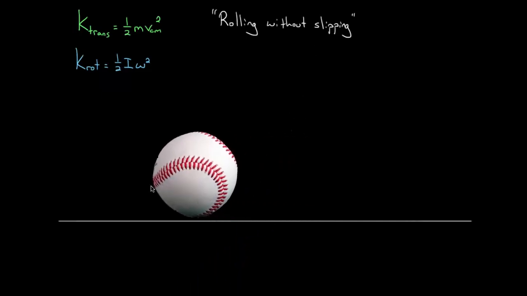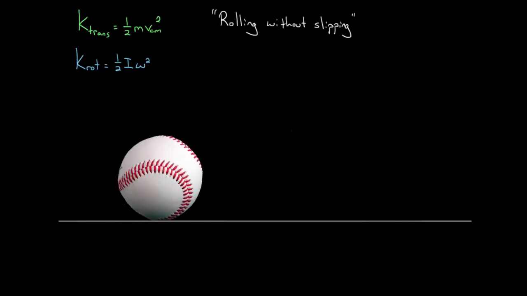Why is this a big deal? I'll show you why it's a big deal. This implies that these two kinetic energies right here are proportional, and moreover, it implies that these two velocities, this center of mass velocity and this angular velocity, are also proportional. So that's what I want to show you here. So how do we prove that? How do we prove that the center of mass velocity is proportional to the angular velocity?